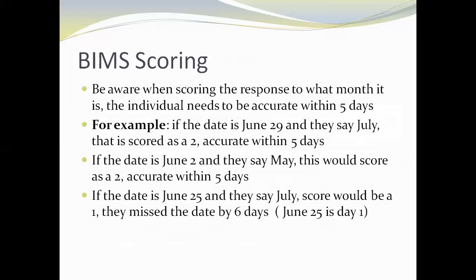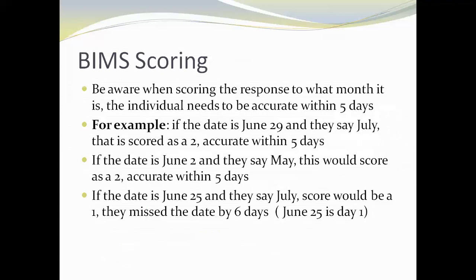So be aware when scoring the response to what month it is, the individual needs to be accurate within 5 days. If the date is June 29th and they say it's July, then they're scored as a 2 because they are accurate within 5 days. If the date is June 2nd and they say it's May, this would also be scored a 2 because it's also accurate within 5 days. However, if the date is June 25th and they say it's July, the score would be a 1. They missed the date by 6 days. And that would then relate to them being inaccurate for 6 days to 1 month.